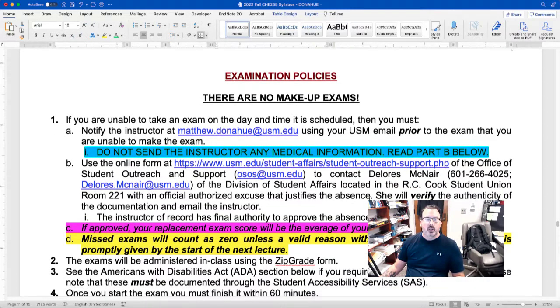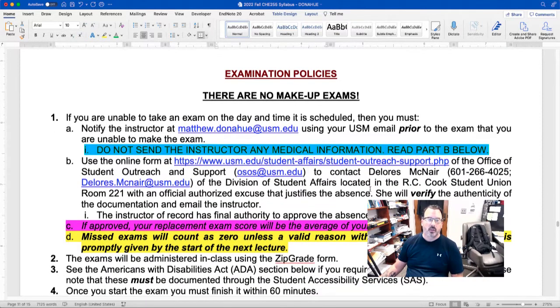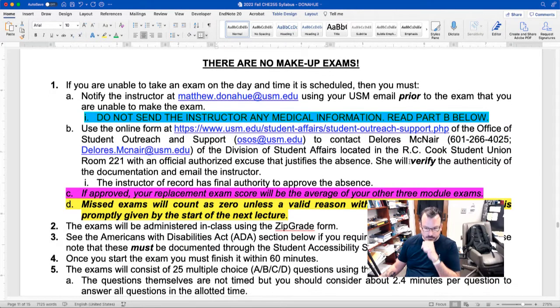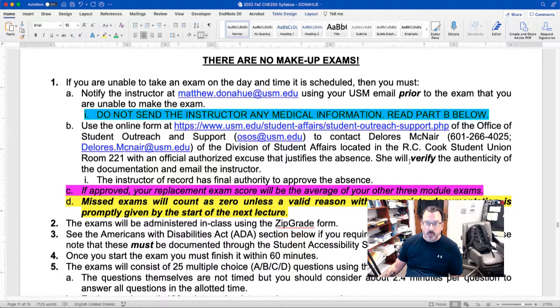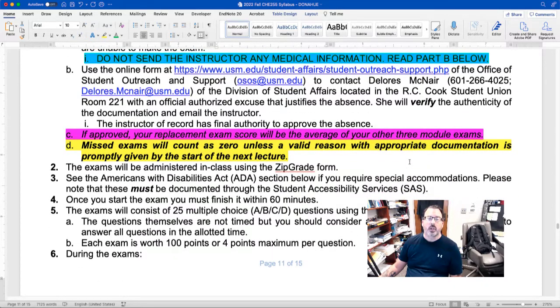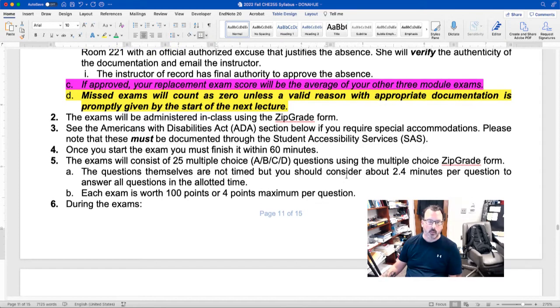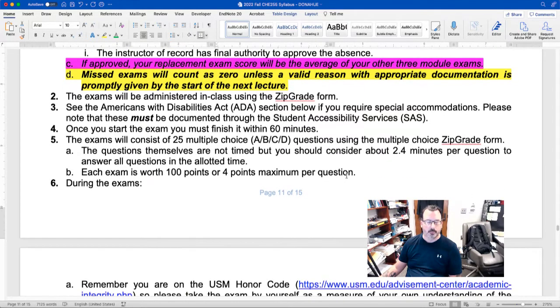If by chance you have some excuse that you cannot make an exam, you have to get the excuse verified. Pending verification, if it is approved, the missed exam may be replaced by the average of your other unit exams. So make sure you read through this, you understand it. The Office of Student Affairs is there to advocate on your behalf. Make sure you follow the appropriate protocols.